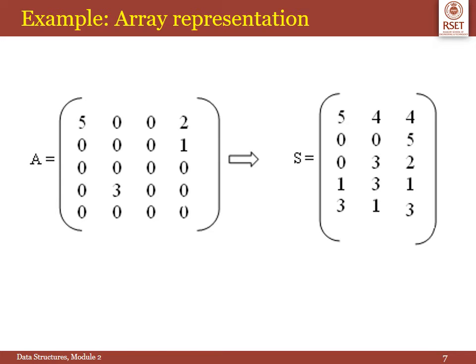Like that, the next non-zero element is 2, which is in row 0, column 3. That forms the second row, row index 2, entry in the matrix S. Then the next non-zero element is 1, which is in row 1, column 3. And the last non-zero element is 3, which is in row 3, column 1.